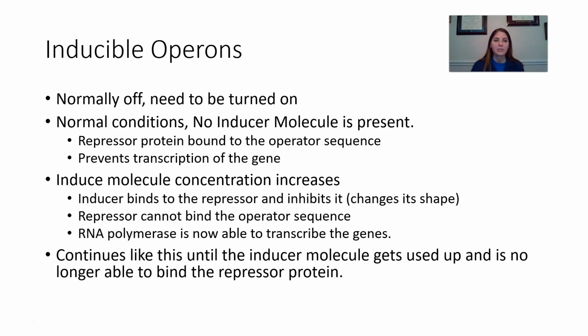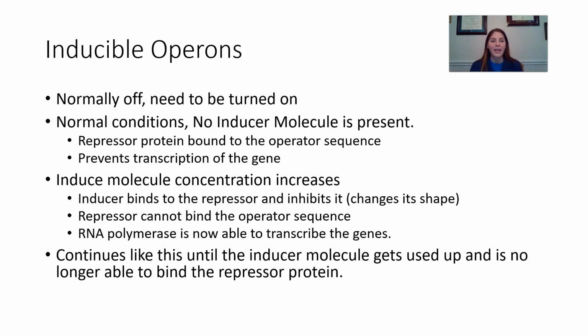When the inducer molecule concentration increases, the inducer binds to the repressor and inhibits it or changes its shape. The repressor can't bind to the operator sequence anymore, and then the RNA polymerase is allowed to transcribe that gene. So again, the inducer molecule concentration increases.